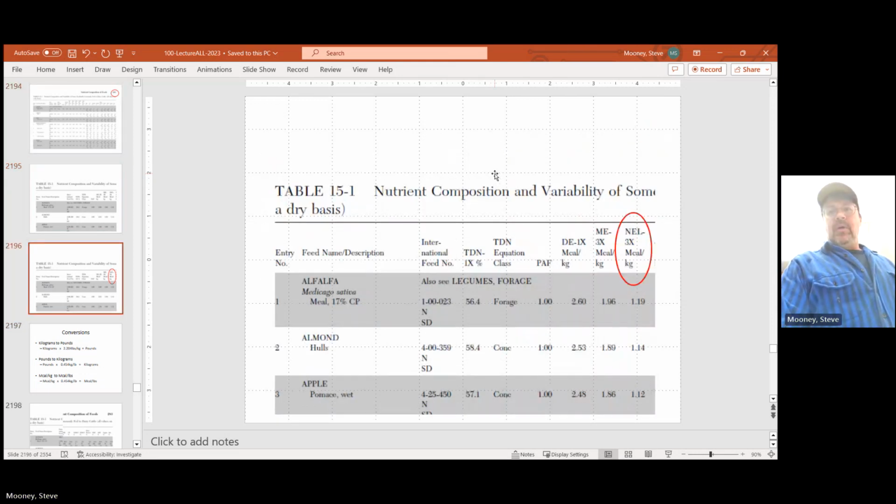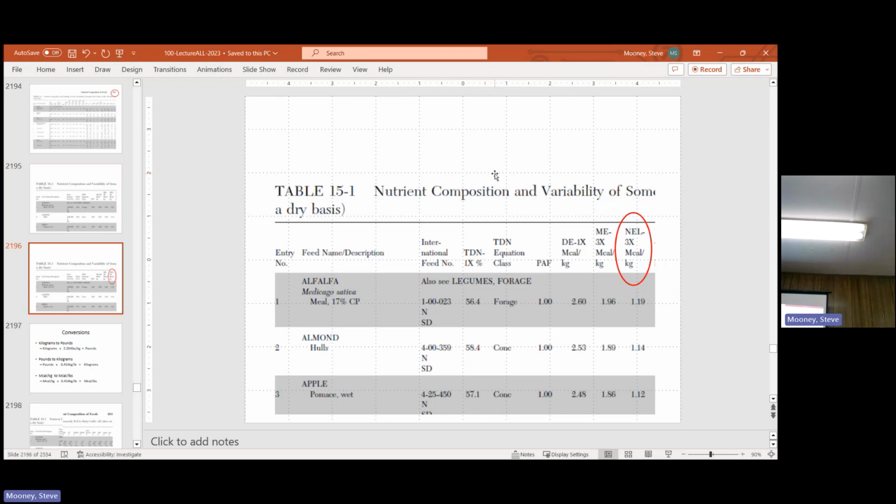So we're going to focus on the NEL 3X. That's the one we're going to use, both for the dry cows today and for the lactating cows in the next weeks leading up to Thanksgiving. So that's the column we'll use.